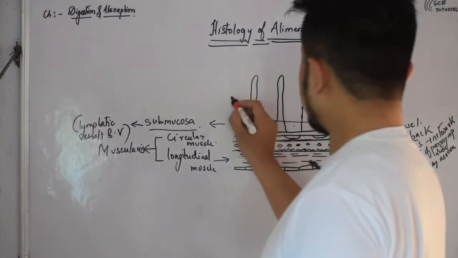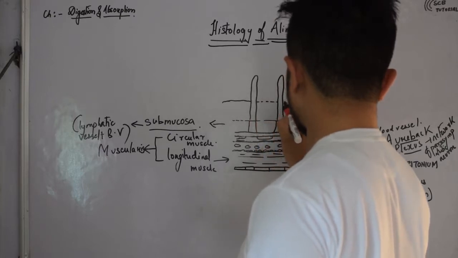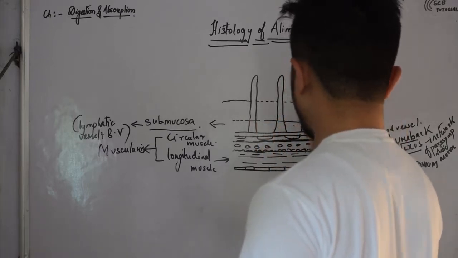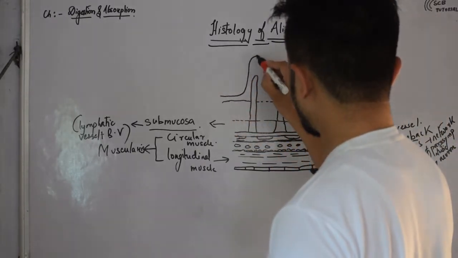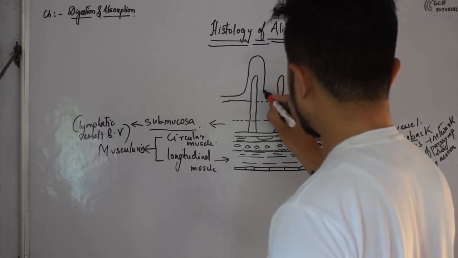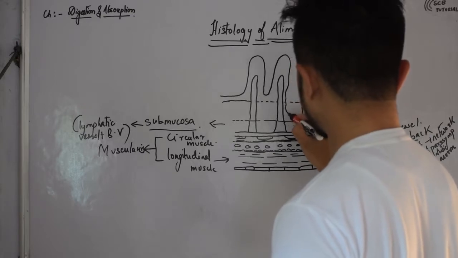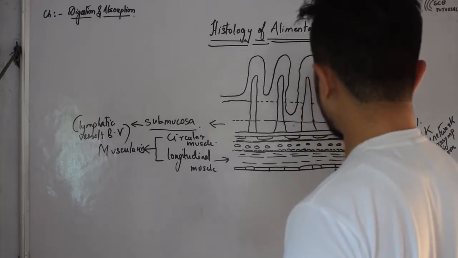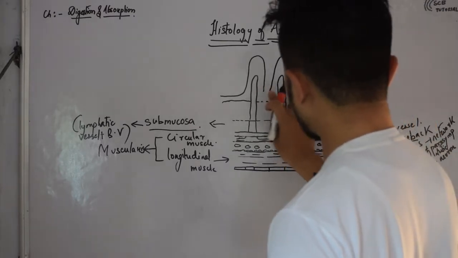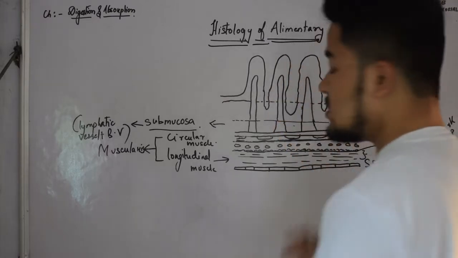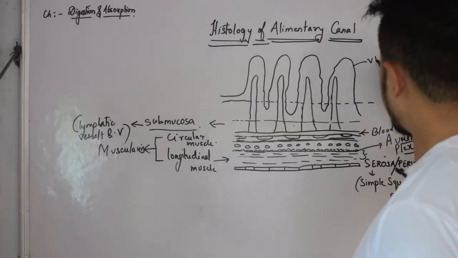Above the submucosa layer, there is the mucosa layer. So this layer is the mucosa layer, and this mucosa layer will have the villus. That means the mucosa layer has many folds. Some folds have depressions. So this mucosa layer has many folds like this. These folds are there to increase the surface area for absorption, and these folds are generally called villus.